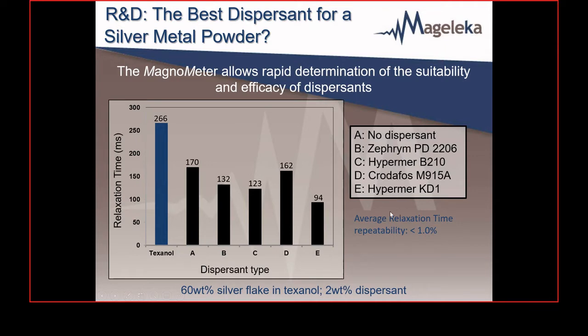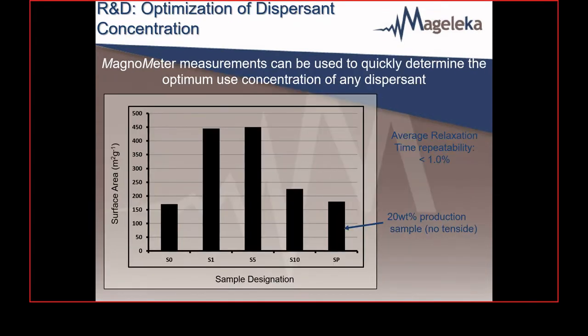But what it demonstrates is the utility of the Magnometer for evaluating which dispersant is the most effective for a given material and liquid combination very quickly. You can use the Magnometer to rapidly fingerprint preparations of suspensions using different dispersant types, and so help you in the formulation development. So once you've figured out what's the best dispersant to use, the next step, of course, is to determine the optimum concentration to use, which we're going to demonstrate in the next slide.